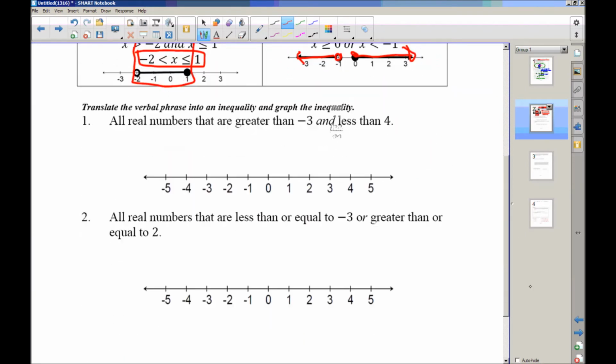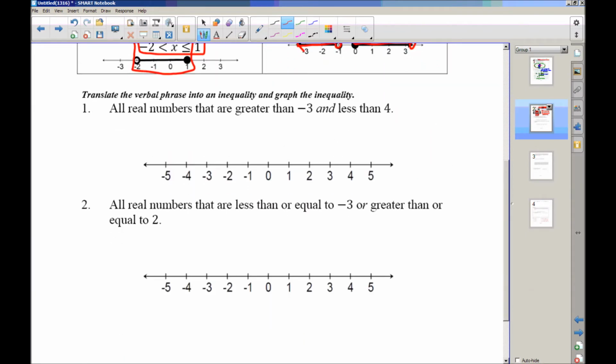Translate each verbal phrase into an inequality and graph the inequality. All real numbers that are greater than negative 3 and less than 4 at the same time. So we're going to translate it first. There's two ways to translate this. Greater than negative 3 and, they'll always put this in italics so you can tell which one it is, less than 4. So x is all the real numbers that make this statement true, and we want them to be greater than negative 3 and less than 4 at the same time.